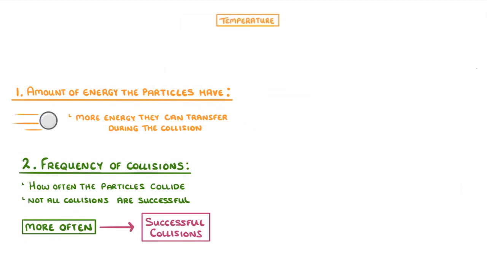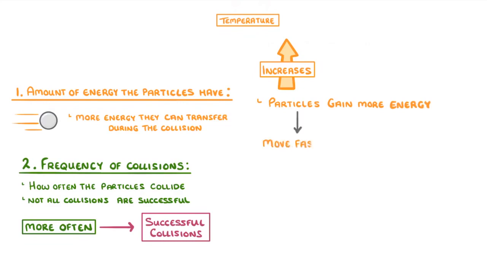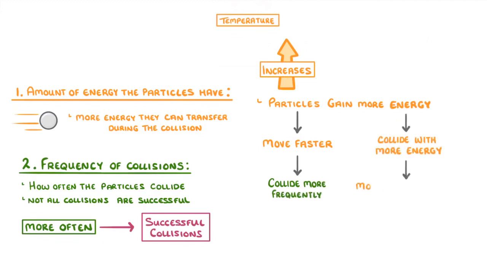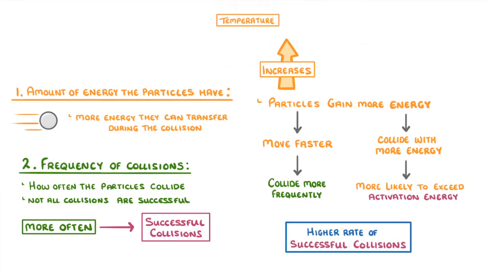Let's start with temperature. As the temperature of a reaction increases, the particles gain more energy, which means that they move faster. And because they're moving faster, they'll collide more frequently. They'll also collide with more energy each time, so are more likely to exceed the activation energy. So overall, there will be a higher rate of successful collisions, and thus a higher rate of reaction.